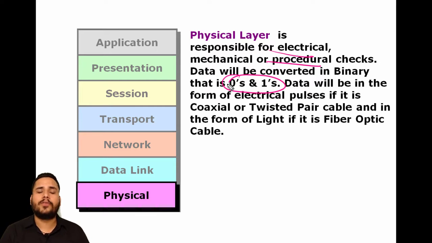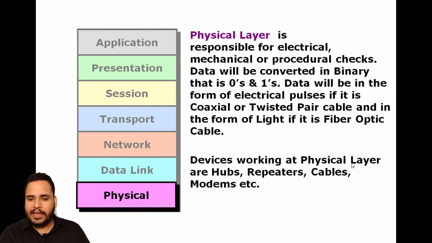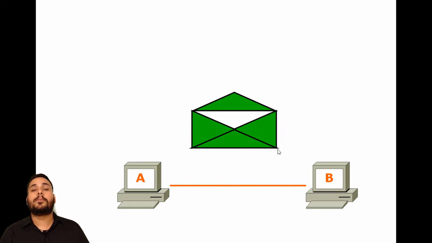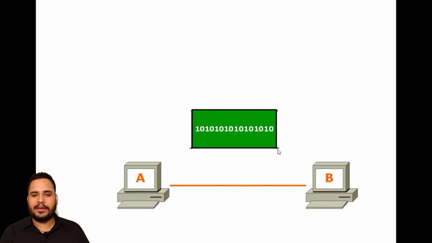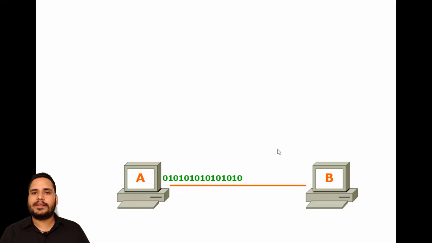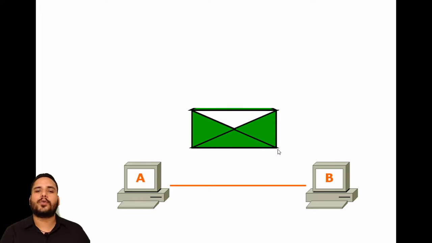Data will be in the form of electrical pulses if it is coaxial or twisted pair cable, and in the form of light if it is fiber optic cable. Every cable, repeater and modem works on the physical layer. So the physical layer is basically sending data from one port to another port with the help of bits only. Like when a frame comes to the physical layer, the data is sent as 0 1 0 1 1 0 0 1 1 0. So the physical layer is the first layer of your network.